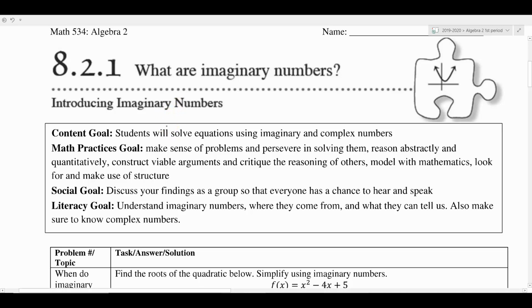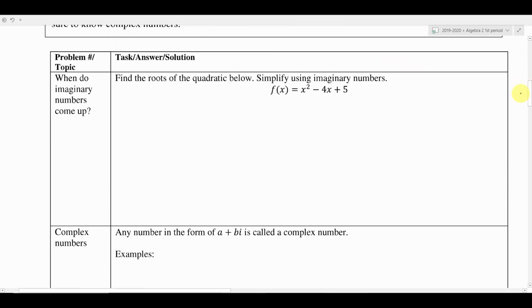And what we're going to see today is where these complex numbers or these imaginary numbers pop up in algebra. That way, when we run into them, we know how to deal with them. Okay, so let's take a look at this first problem. This is a pretty typical problem. We've seen this many times before where they give us a quadratic and they ask us to find the roots.